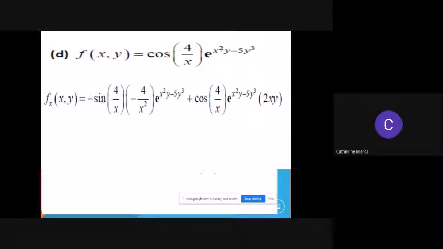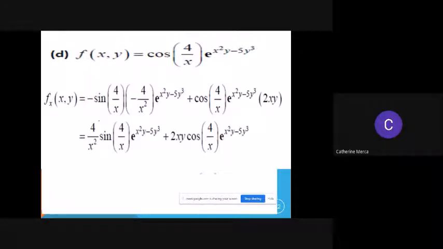Then, x squared y minus 5y cubed. Derivative of, you remember what's the derivative of e to the u du. So, e to the u, that will give you e to the x squared y minus 5y cubed du. But what is du? Derivative na po ani with respect to x. So, kani siya ma-constant, kanina po, ang derivative ani is 2x, y. That's why you have this 2xy.